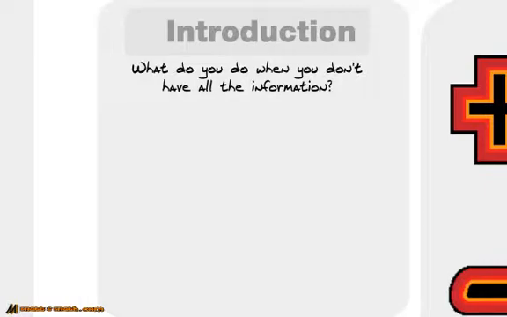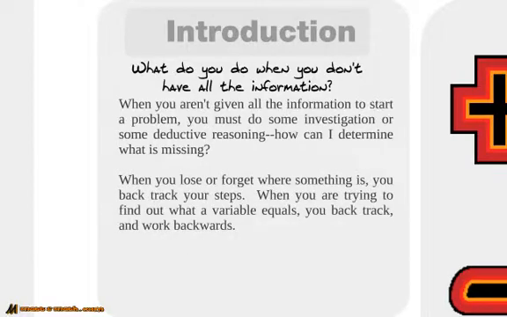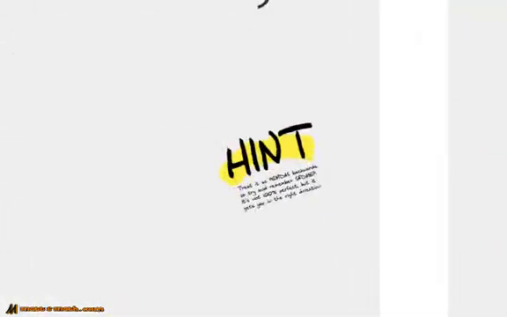Well, what do you do when you don't have all the information you need? When you think about it, when you've got a problem, you use deductive reasoning. You think about what are you missing and how do I work backwards? Just like if you forgot something, you want to retrace your steps. Just like when we're trying to find what a variable equals, we're going to backtrack. We're going to work backwards, okay?